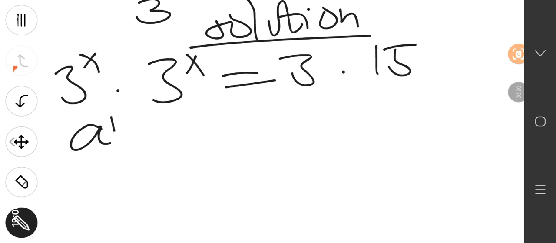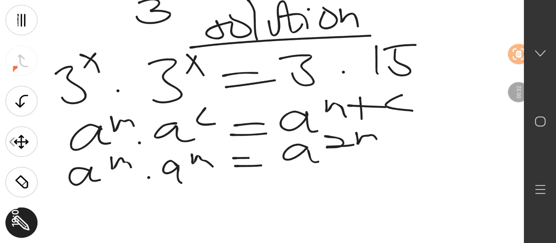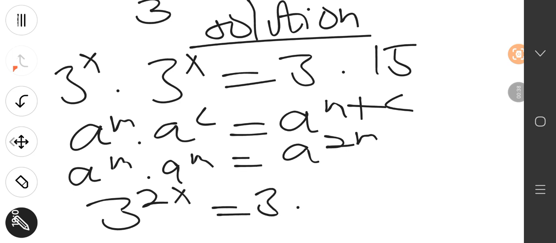So a exponent m times a exponent c equals a exponent m plus c. Therefore a exponent m times a exponent m will give us a exponent 2m. So our equation becomes 3 exponent 2x equals 3 times 15, which is the same as 3 times 5.